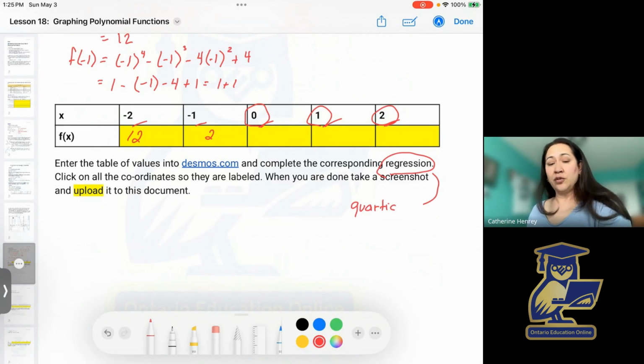And then you should be able to get the right function. Then you want to confirm the end behavior, which we did right at the top. And if there's any problems, let me know. But once you have your graph on Desmos or by hand, it's up to you, I want you to either take a picture or screenshot and then upload it right here into the document.